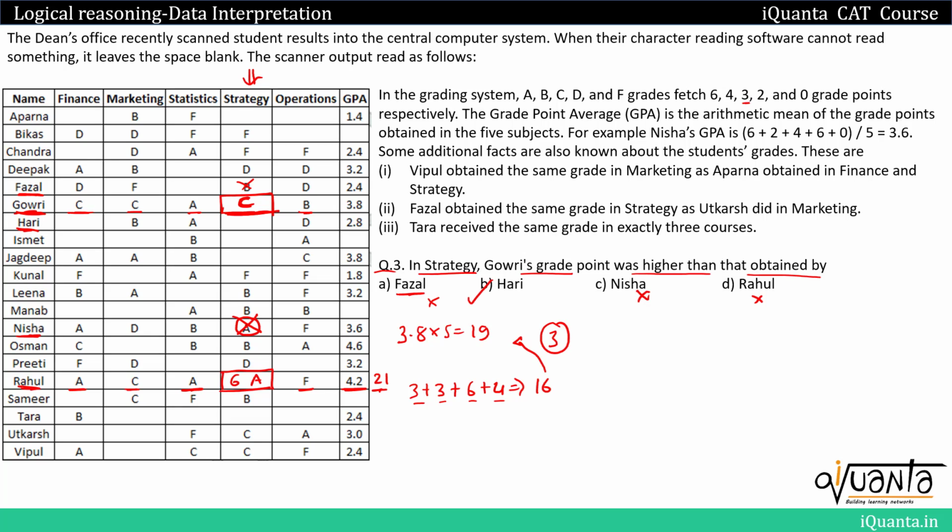You can even calculate it for Hari, because Hari's GPA is 2.8. That means his total score will be 14. And what are the points he already has? It is B, A, D, which gives me A is 6, B is 4. So 6 and 4 gives me 10. And then D gives me 2, which means 12. So he needs 2 more points. So how can we give 2 more points to him? 2 more points can be given by the sum of 2 and 0. That means using grade D or F. So he can have a grade D or F over here. D and F both are less than the grade C. So that means the option will be Hari only.